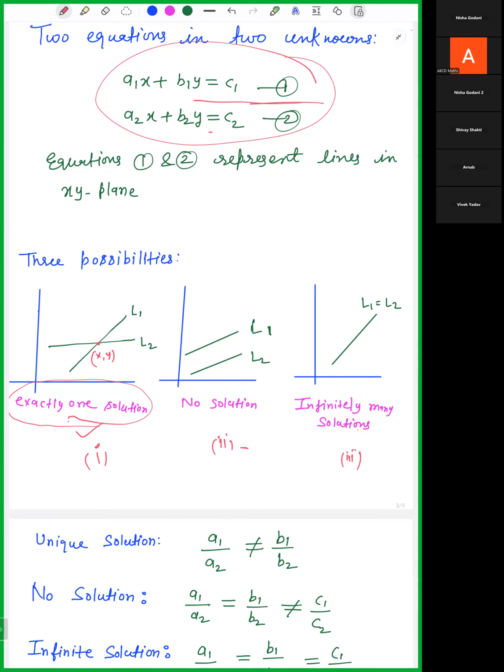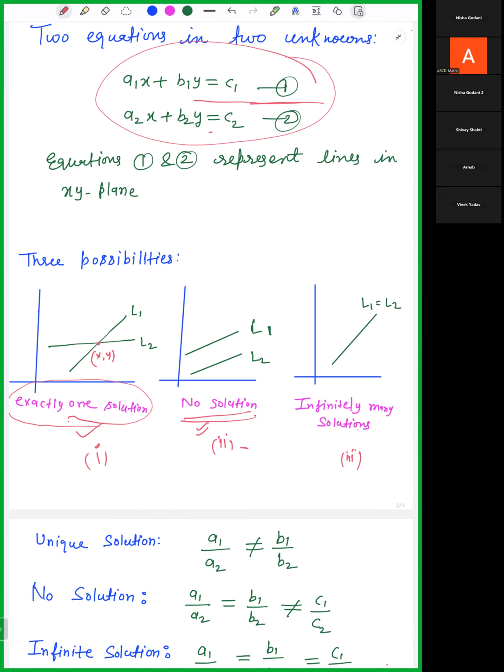But if the lines are parallel like this, the second case, this means there is no value of x that will satisfy both equations. There is no point which is lying on both. So this means there is no solution. So actually what we are doing is trying to understand this geometrically: what happens when you have a system of two equations in two unknowns.